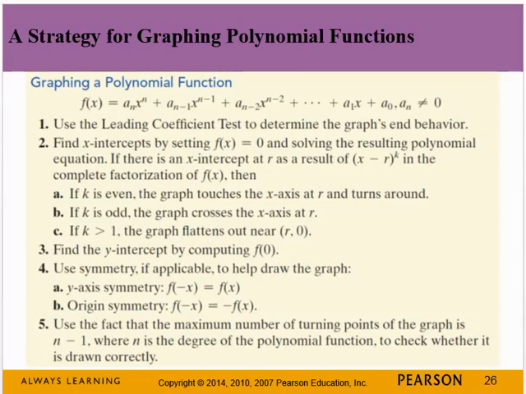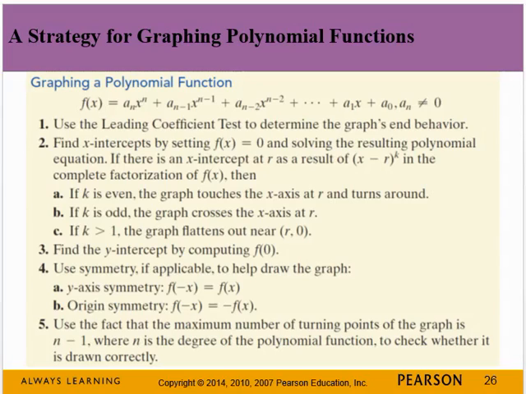If there's an x-intercept at r as a result of x minus r to the k in the complete factorization of f of x, then A, if k is even, the graph touches the x-axis at r and turns around. B, if k is odd, the graph crosses the x-axis at r. And C, if k is greater than 1, the graph flattens out near r, 0. So step 3 is find the y-intercept by computing f of 0. 4, use symmetry, if applicable, to help draw the graph.